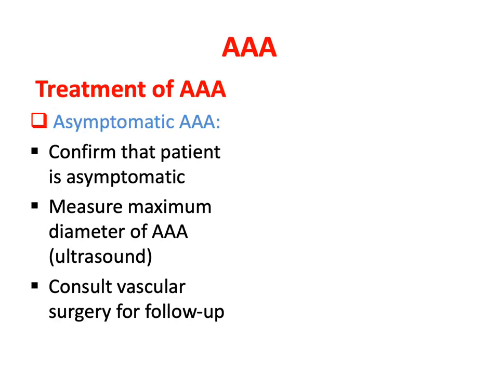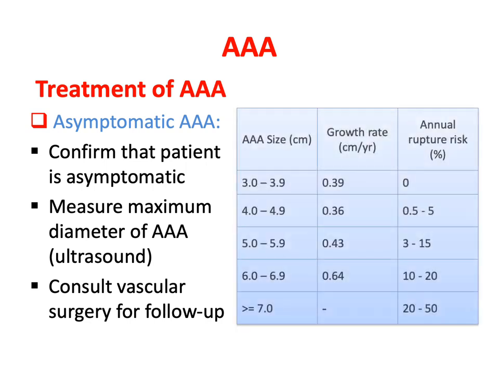Now, treatment of AAA. We have three groups: asymptomatic AAA, symptomatic AAA without rupture, and ruptured AAA. First, asymptomatic AAA. Confirm that the patient is really asymptomatic, and measure the maximum diameter of AAA by ultrasound and consult a vascular surgeon for follow-up.